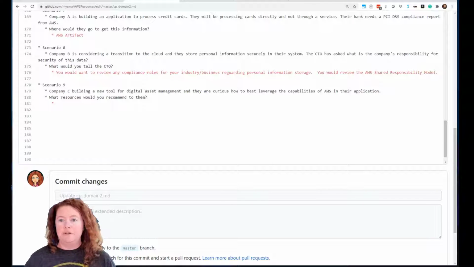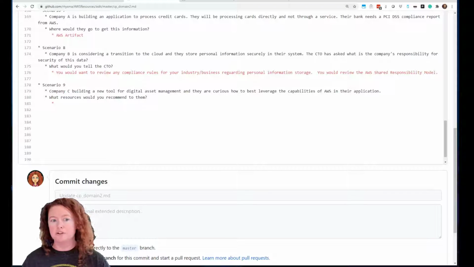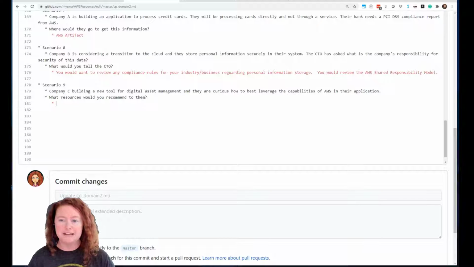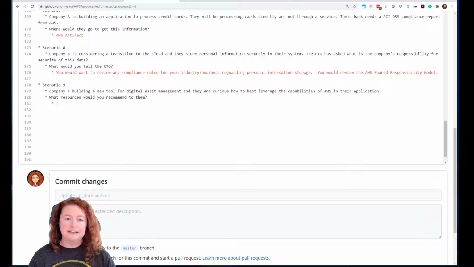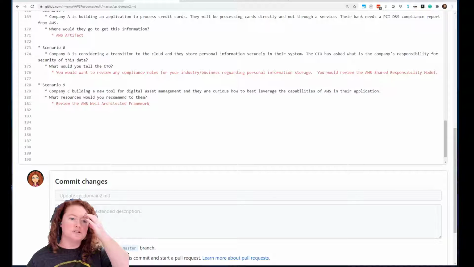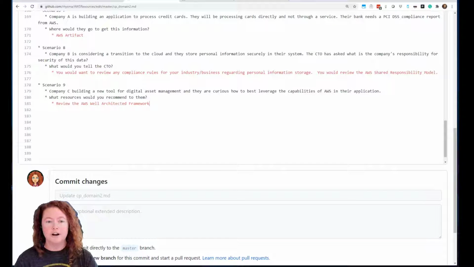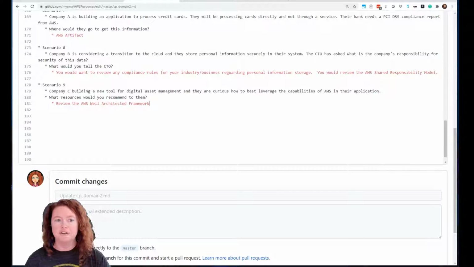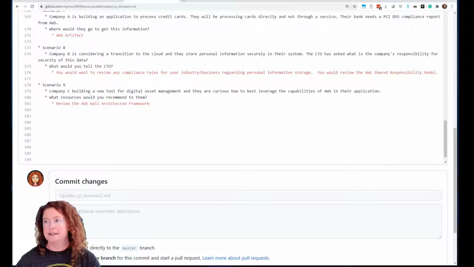So anytime that you see questions about architecture, right? They're building a new tool for digital asset management. They don't know what they need. They don't know what services they need. They're curious about how to leverage the capabilities of the platform. These kinds of questions are almost always like, review the AWS Well-Architected Framework. Like that's the answer. Review the framework, talk to them about what they need, what kind of data they're storing, how does it work. That's the answer.